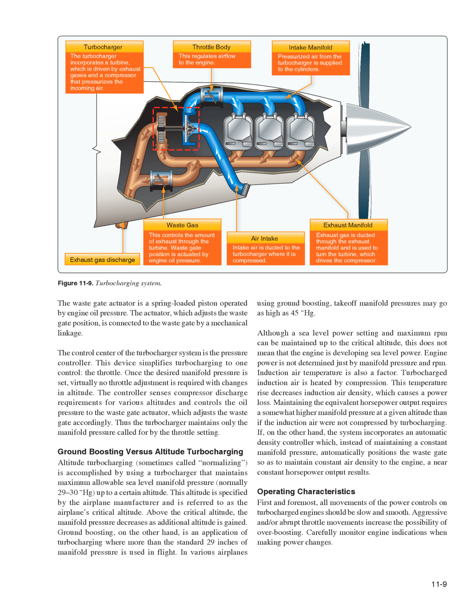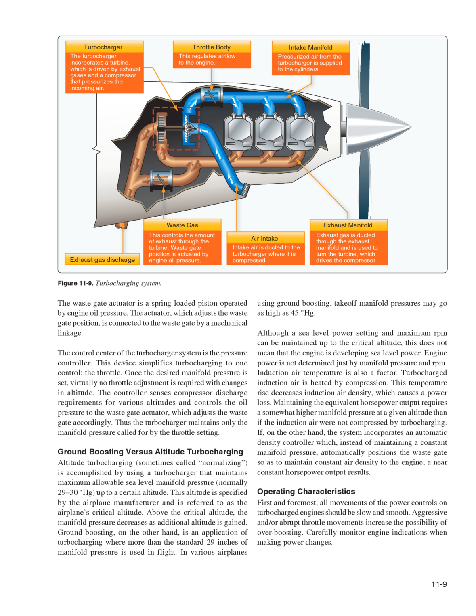Ground boosting, on the other hand, is an application of turbocharging where more than the standard 29 inches of manifold pressure is used in flight. In various airplanes using ground boosting, takeoff manifold pressures may go as high as 45 inches Hg. Although a sea-level power setting and maximum RPM can be maintained up to the critical altitude, this does not mean that the engine is developing sea-level power.